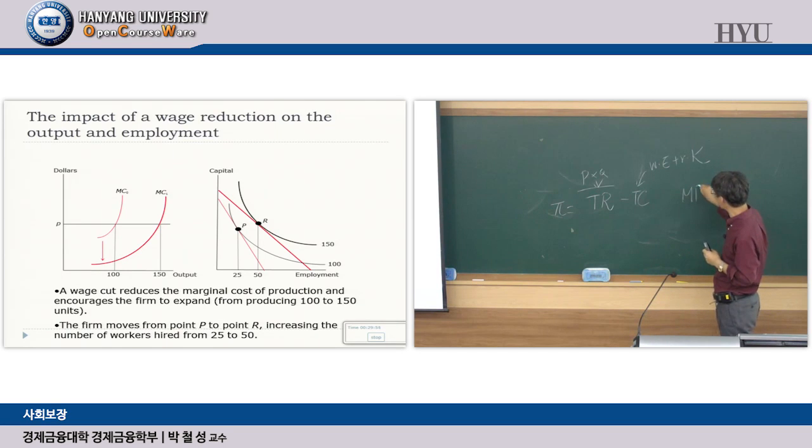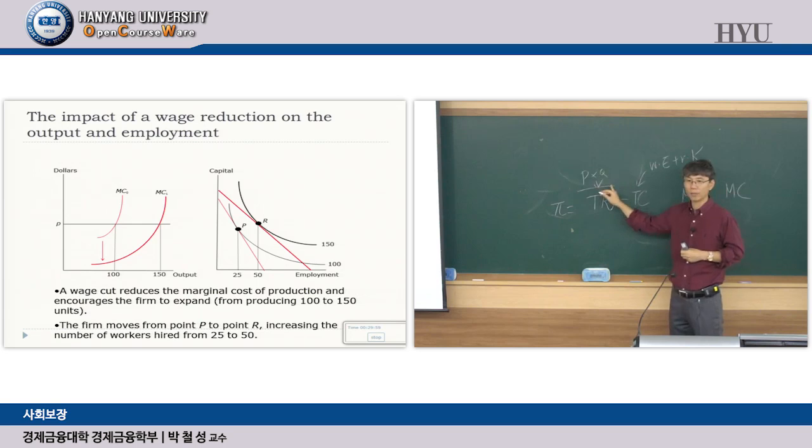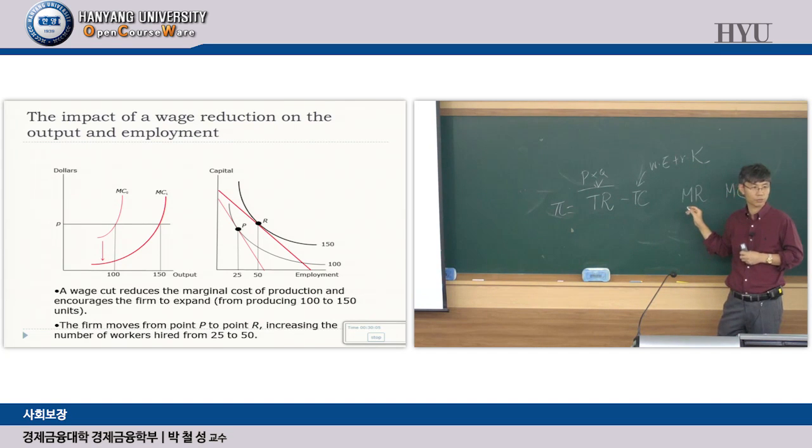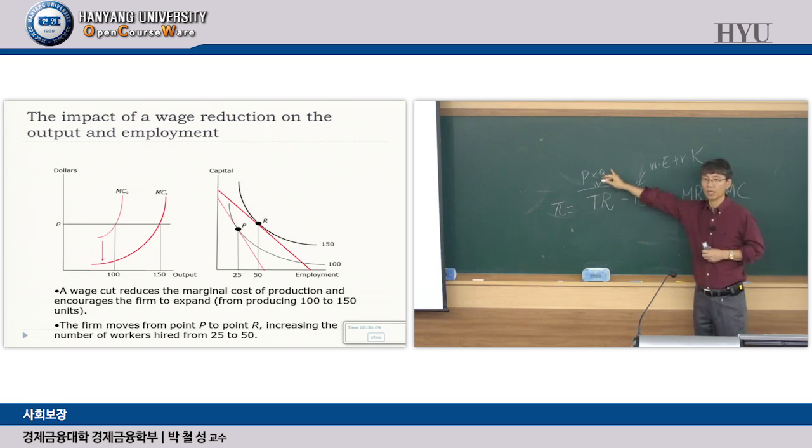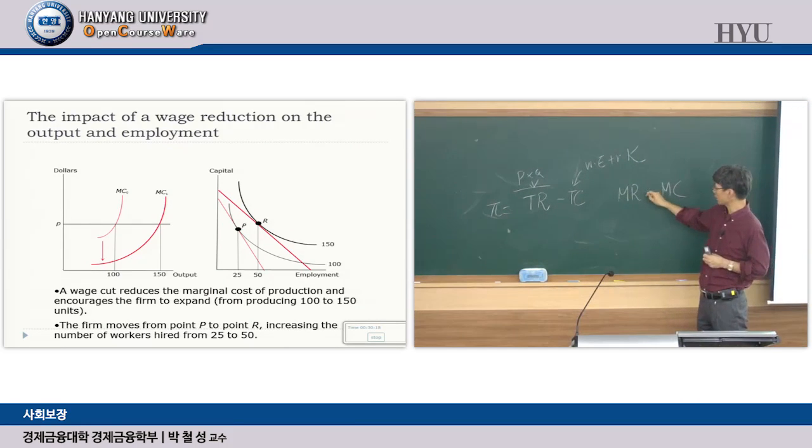And then we can define marginal revenue and marginal cost. So what is the marginal revenue? Marginal revenue is, when we change output by 1 unit, by how much total revenue changes. And the marginal cost is, when you change output by 1 unit, by how much the total cost changes. Okay? So what is the profit maximizing level of output? That should be where marginal revenue equals marginal cost.